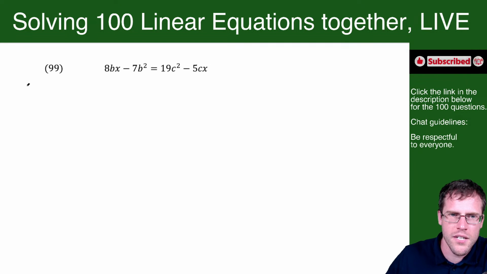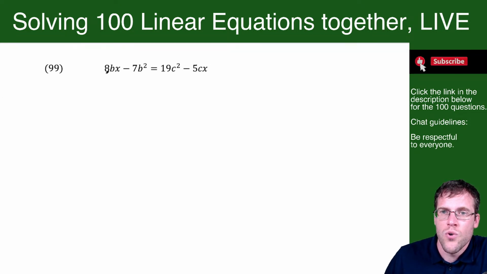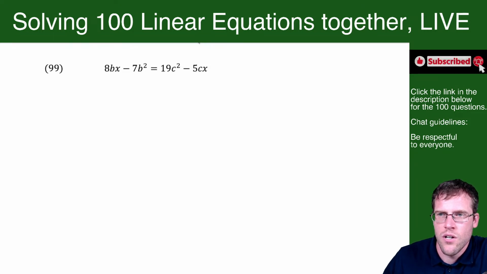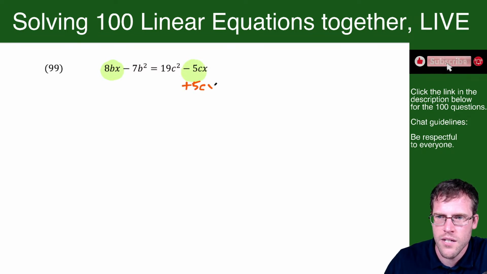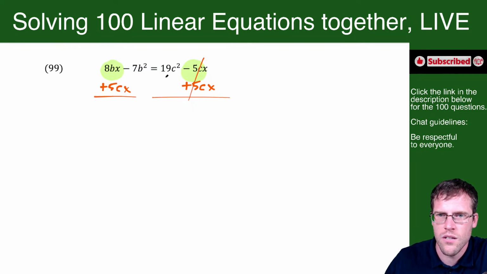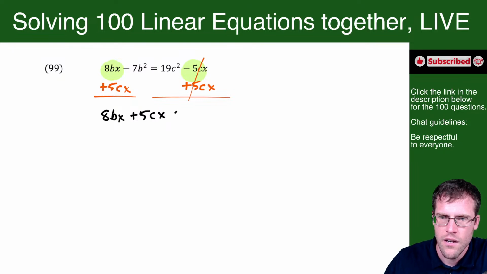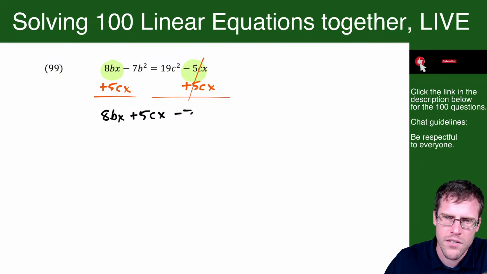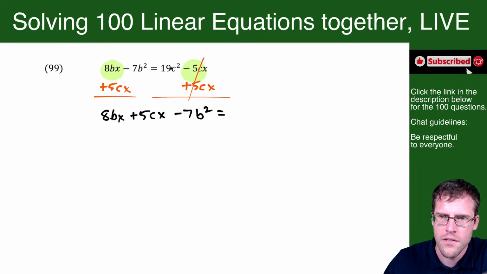All right, so question 99, we're almost done. 2 more questions. So let's see. x is on both sides, so I would get them on one side. So plus 5cx. Now, this one is when things start to get a little wacky. Of course, we have to end in style. So we'll have 8bx, plus 5cx, and then minus 7b squared is equal to 19c squared.